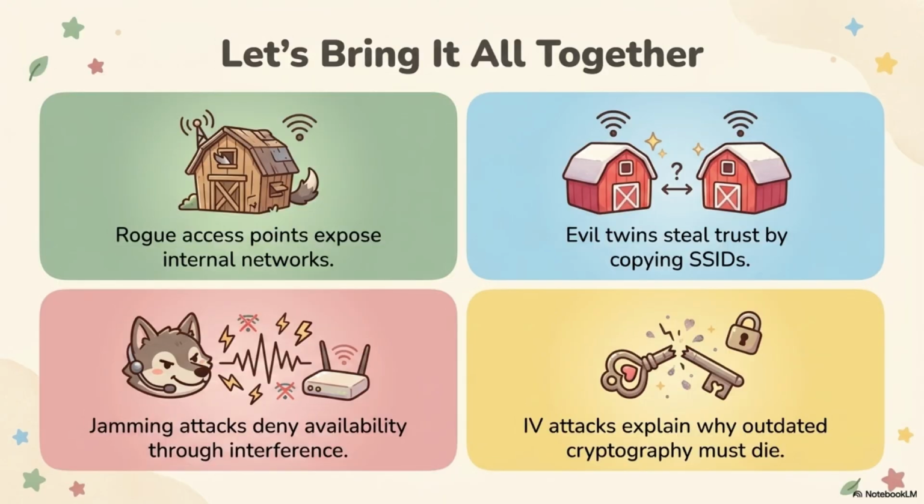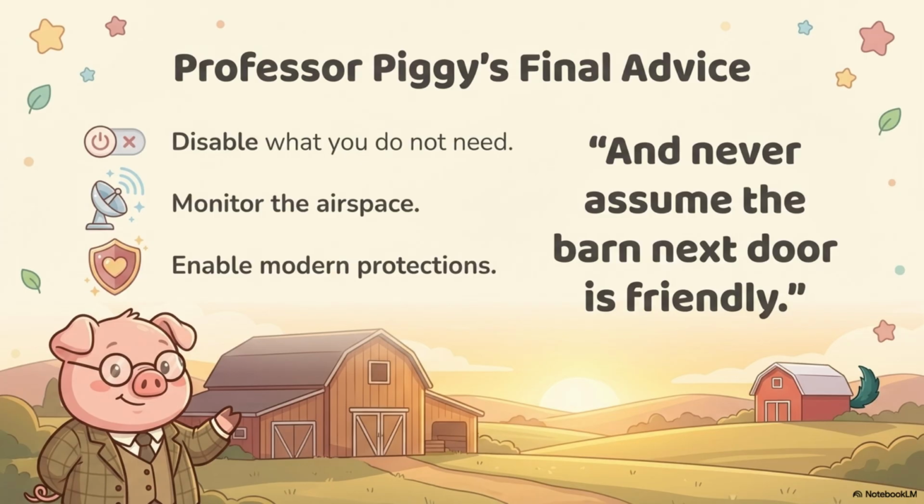Let's bring it all together. Rogue access points expose internal networks. Evil twins steal trust by copying SSIDs. Jamming attacks deny availability through interference. IV attacks explain why outdated cryptography must die. Disable what you don't need. Monitor the airspace. Enable modern protections. And never assume the bar next door is friendly.